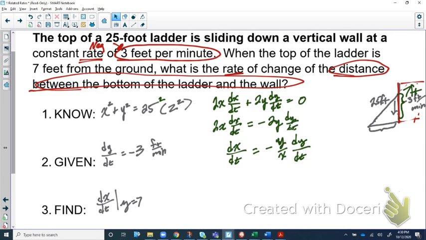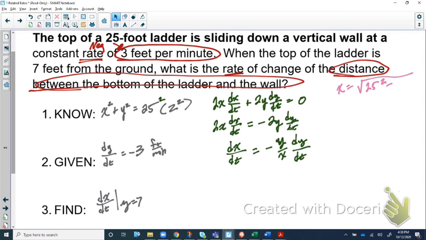Now, all right. So I have a value for y. I have a value for dy/dt, but I don't know x. But the thing is that I can get x using the Pythagorean theorem. So let's clear off this diagram here because I don't have space for it anymore. Let's find x using the Pythagorean theorem. So here I'm going to say x will be equal to the square root of 25 squared minus, and we have a y value of 7 squared.